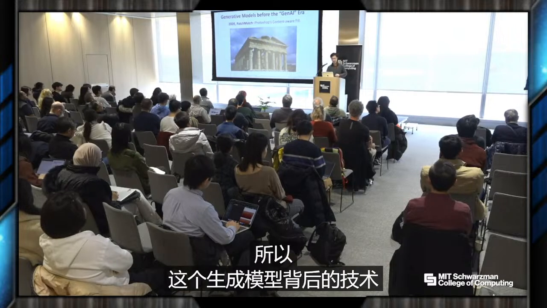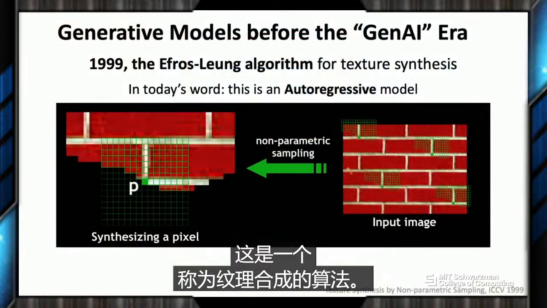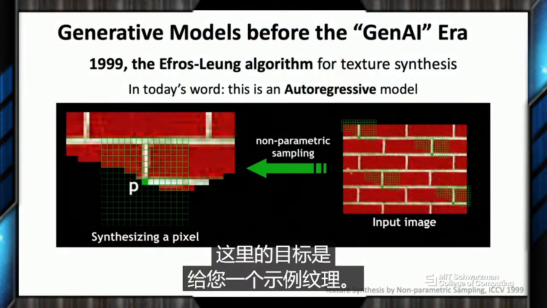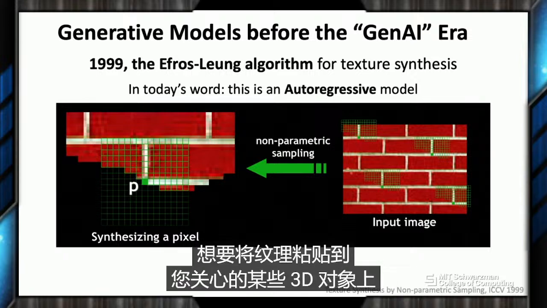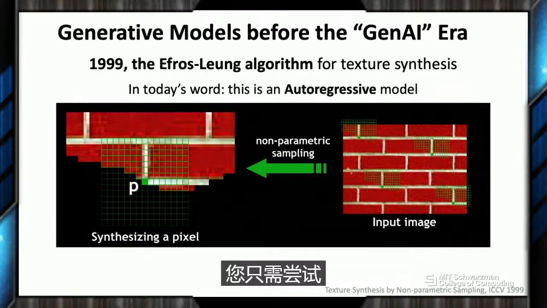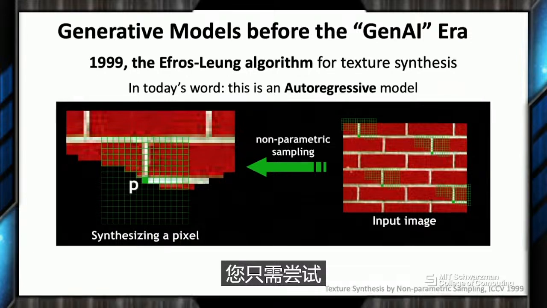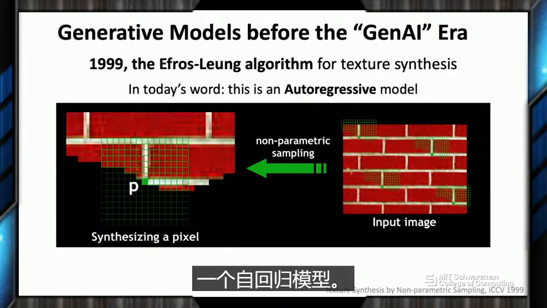So the technique behind this generative model actually can date back even another 10 years ago. This is an algorithm that is called texture synthesis. The goal here is that you will be given an example texture and you want to extend the texture to a bigger image, or you want to paste the texture to some 3D objects that you care about. So the idea here is just very simple. You just try to synthesize the texture pixel by pixel based on what has been synthesized. So in today's world, this is actually an autoregressive model.